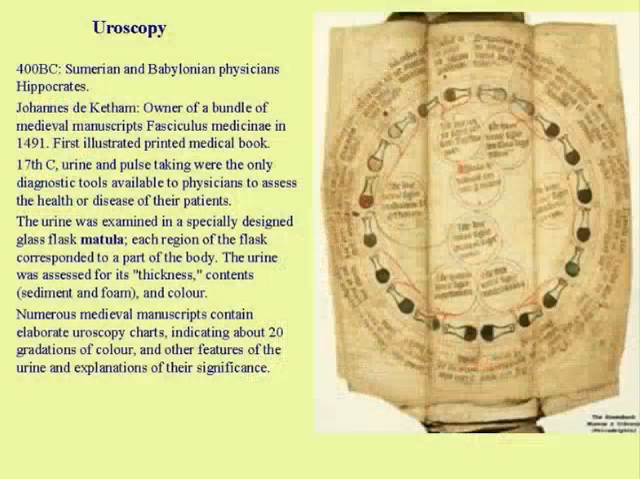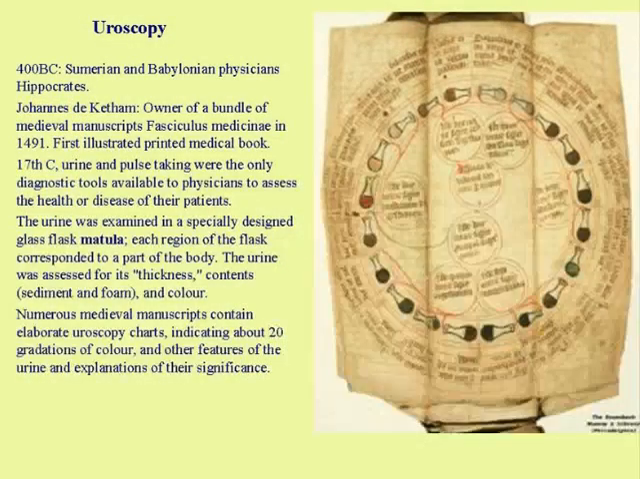It had been used by Sumerian and Babylonian physicians, but it became a real art in the medieval period. In fact, many colour wheels were generated to look at the different colours of urine. Some of these are the first examples that we have of colour gradations being used. We see them all the time now. When you go and choose paint or wallpaper, you have a swatch of colours. This was the first time swatches of colours were used for a very practical purpose.